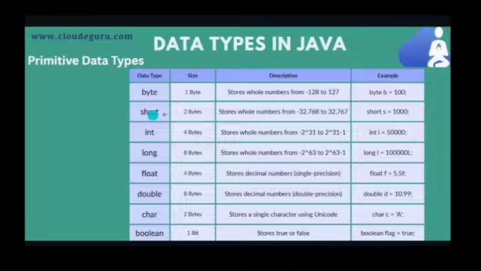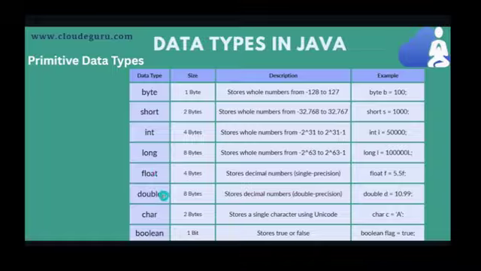Similarly, short can store data in the range minus 32,768 to 32,767, and it has 2 bytes. Integer has 4 bytes, it can store a little larger number. Similarly, long has 8 bytes, it can store even larger numbers. You will see byte, short, int, long, these 4 data types are used to store whole numbers.